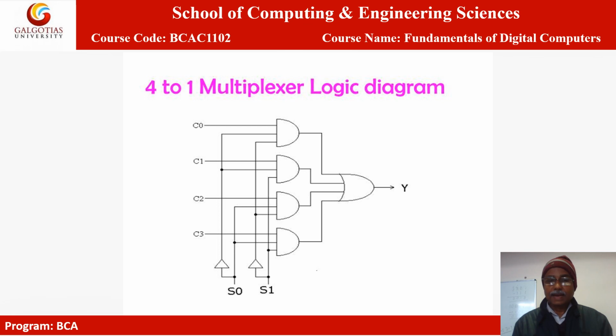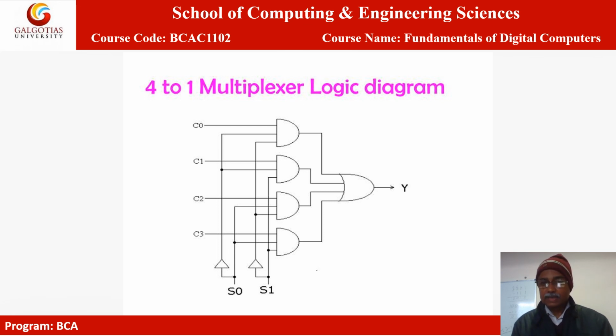Now in the second AND gate, the value of C1 is 1. The value of S0 is 0, but it is inverted with this triangle, so it will enter 1. Now the third one, S1 is 1, so it will directly enter 1. So all three inputs of the C1 AND gate are 1. So this C1 information will pass through this AND gate, and we get Y as C1.